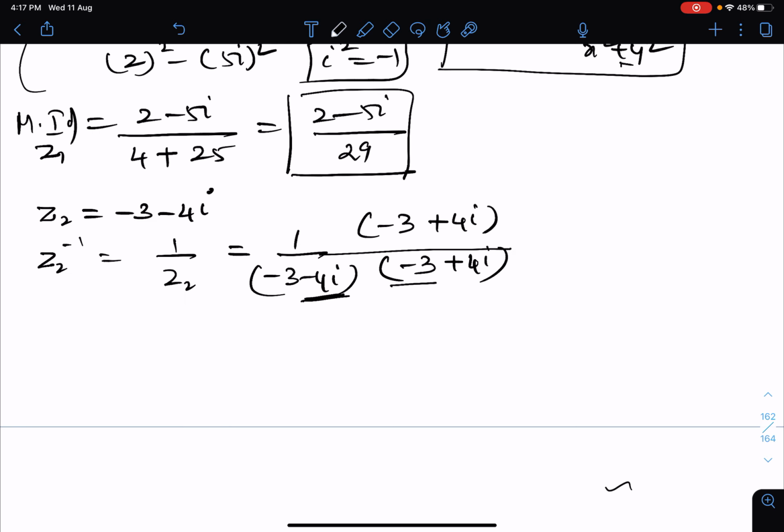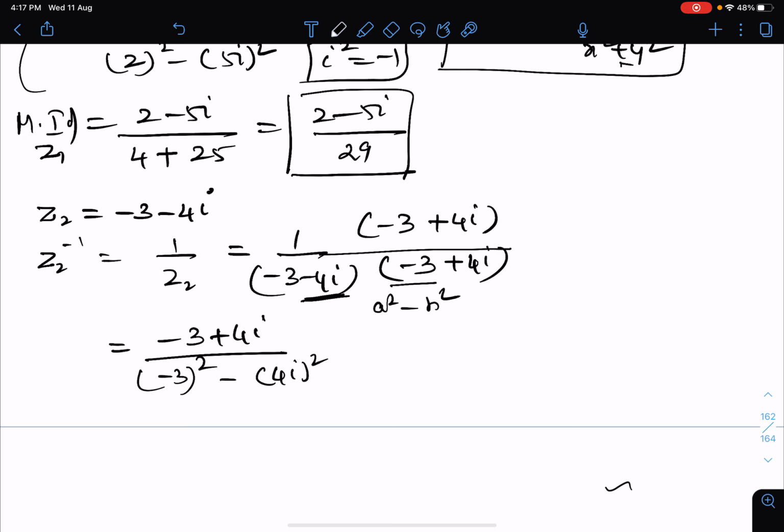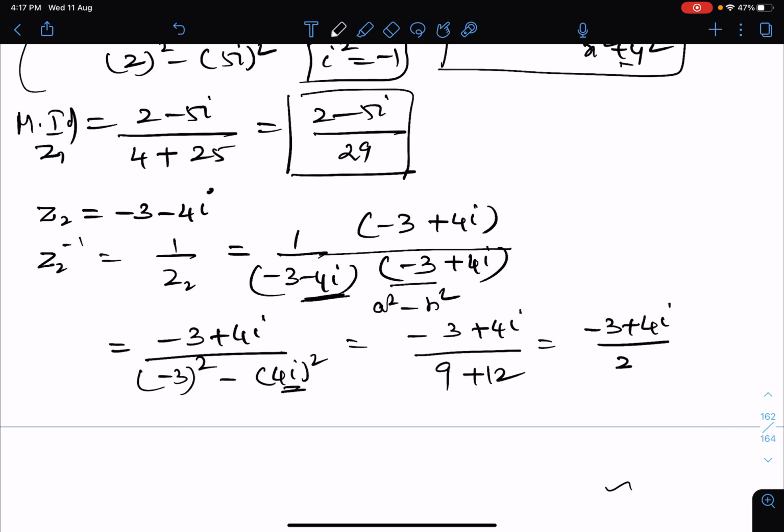Okay, now as usual, it is going to be minus 3 plus 4i by a square minus b square, which is nothing but minus 3 the whole square minus 4i the whole square. So again you are going to get minus 3 plus 4i by 9. Here i square equals minus 1. So 9 plus 16, 9 plus 4 is 16, isn't it? I had written it as 12, sorry. 16, so it is going to be 25. So minus 3 plus 4i by 25 is our Z2 inverse.